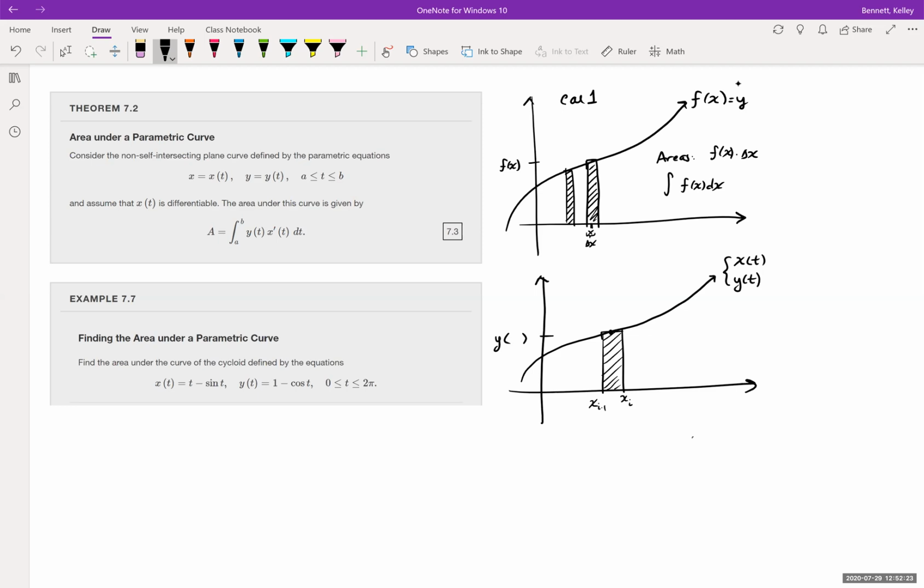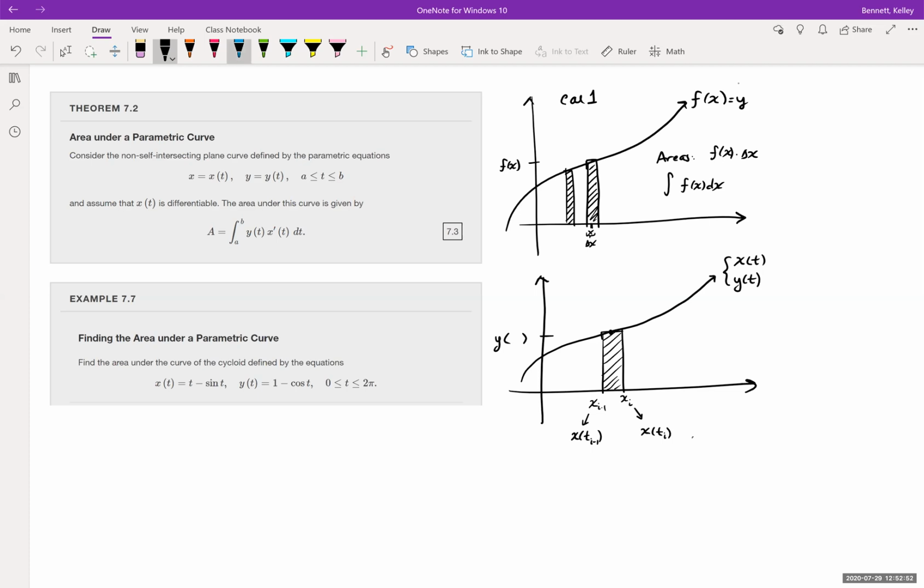But now what's happening is that this is actually x at some point t sub i minus 1. So we're kind of like peeling back an onion layer here. So not only do we have a small change in x, that small change in x, because x is continuous, really reflects a small change in t. So this is really x of t sub i minus 1 to x of t sub i.